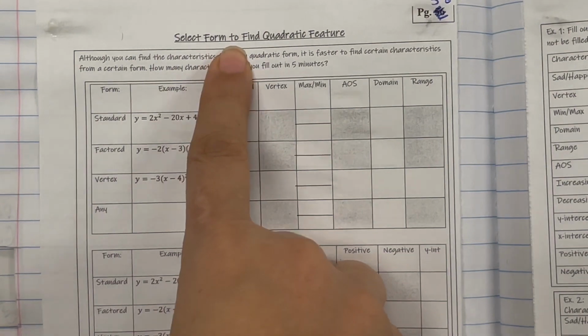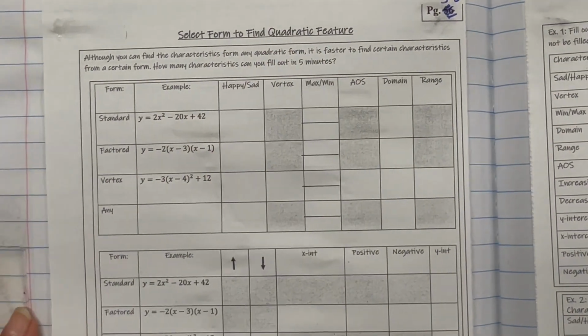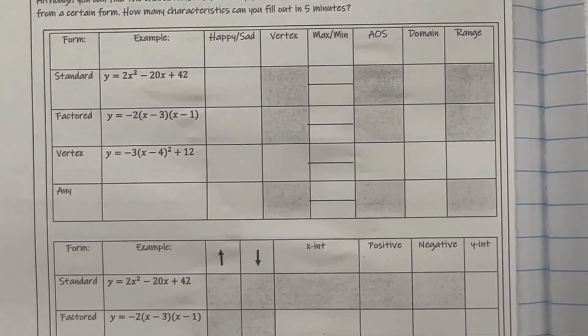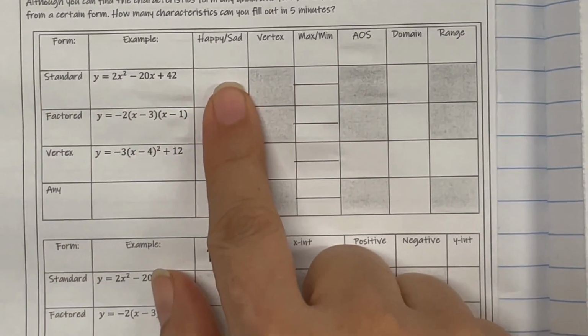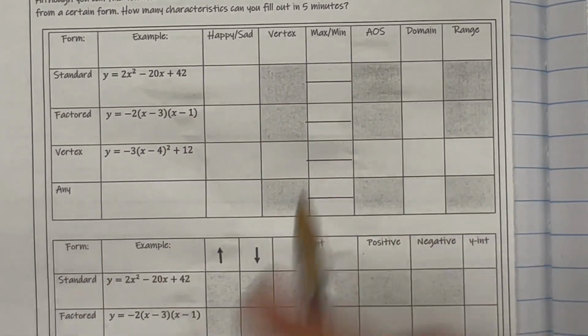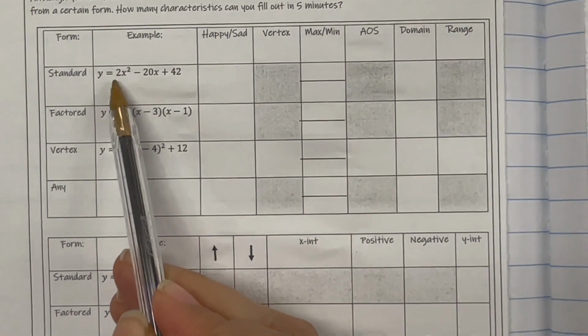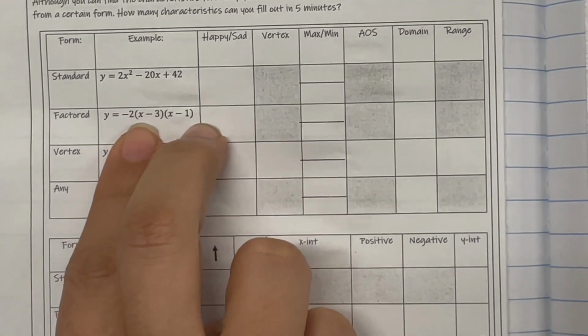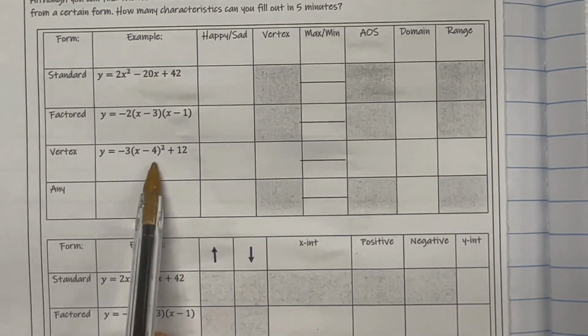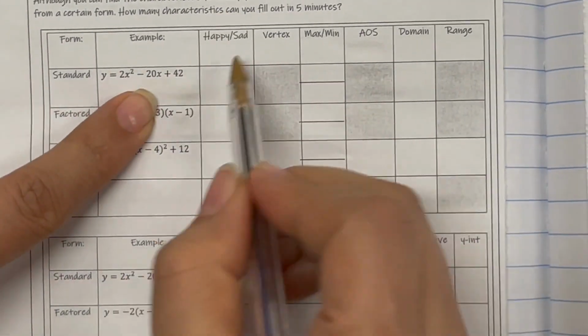All right, let's take a look at selecting form to find quadratic features. This is going to be a very quick video because, knowing the different forms, you can get the different characteristics really, really quickly. So standard, factored, vertex. Standard is ax² + bx + c. Factored has 2 parentheses and vertex has 1 parentheses, okay? So let's run through it really quickly.